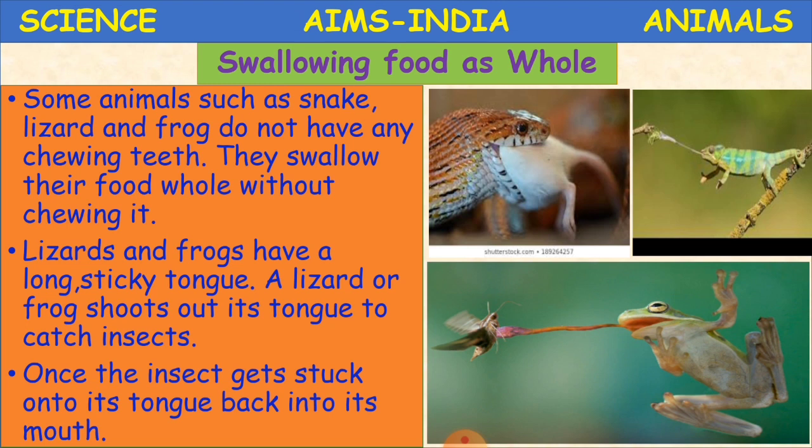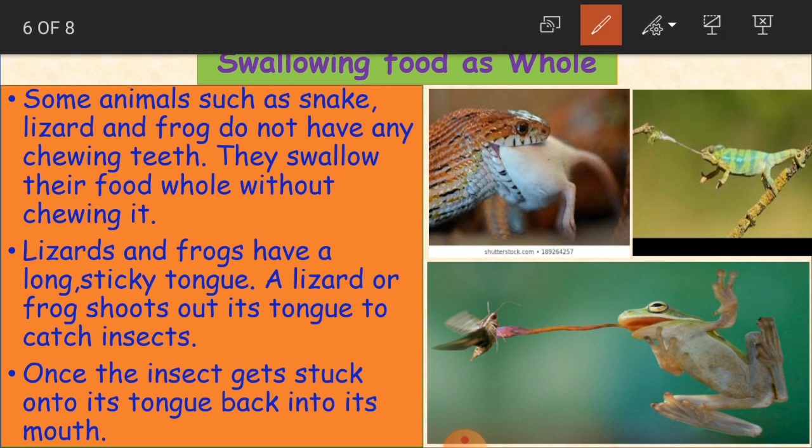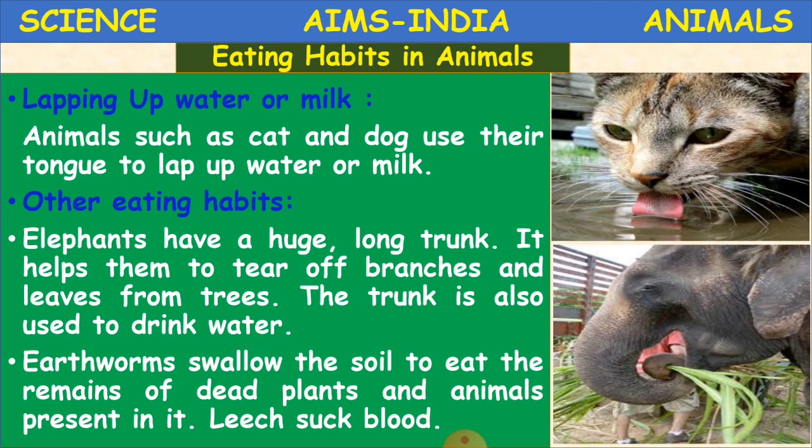And the other one is swallowing food as a whole. Animals such as frogs and lizards swallow the food with the help of their long and sticky tongue. How do they do it? First they shoot out the tongue to catch the insect. After that they take their tongue into their mouth and then eat it. Okay, children, so this is swallowing food as a whole. As a whole means it takes the animal or whatever food is there without cutting or tearing it. Clear, children?